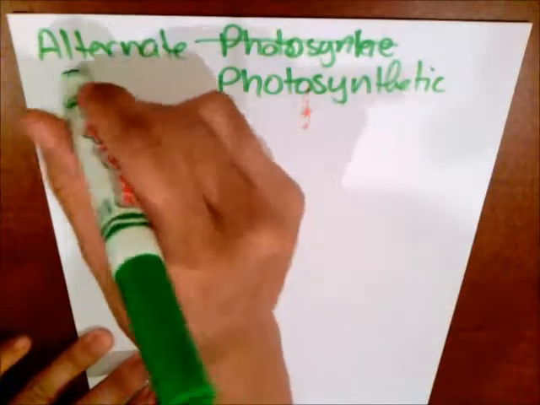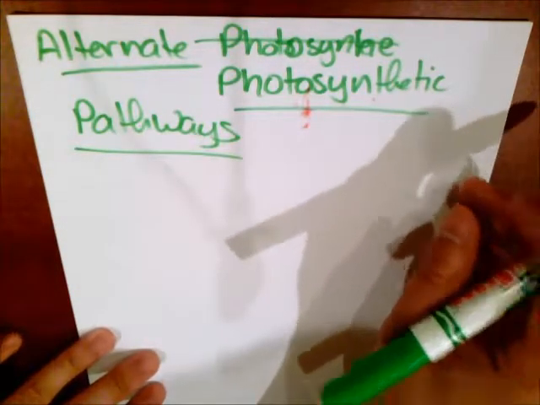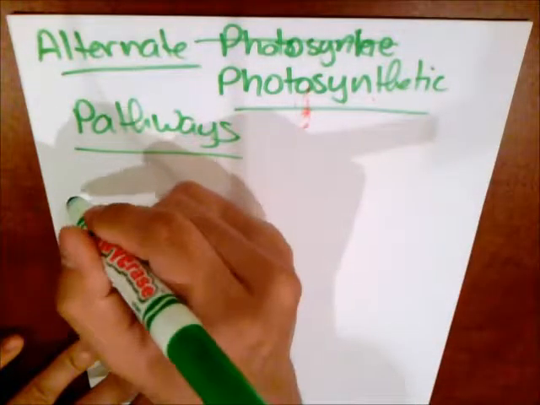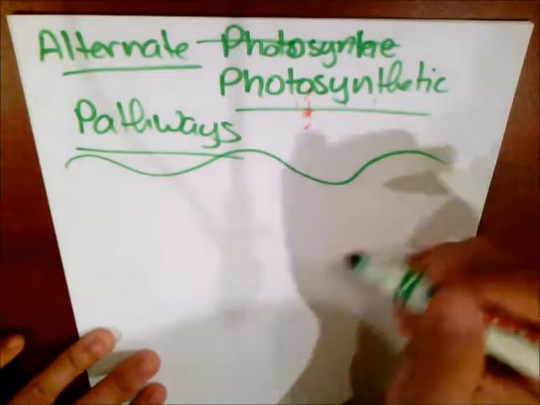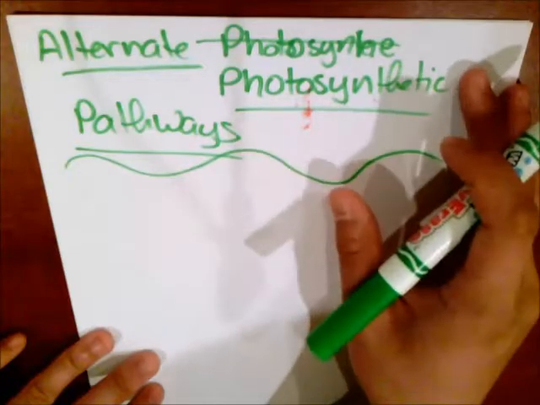I don't know if this will be on your tutorial. I don't know how far it's going to be covered on your EOC or anything. They generally don't cover C3, C4, and CAM plants too heavily on the EOC. They tend to shy away from all of that. So I'm just going to give you a broad introduction as best I can.